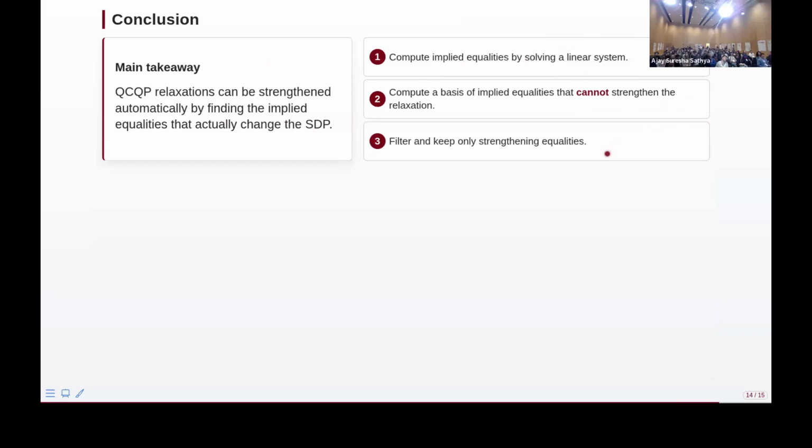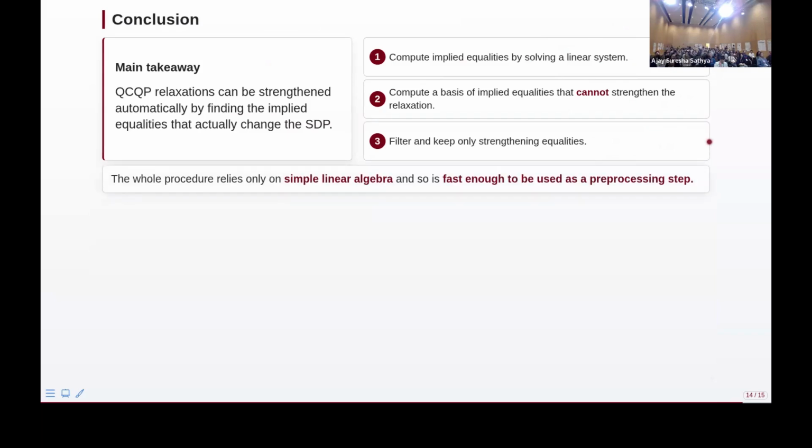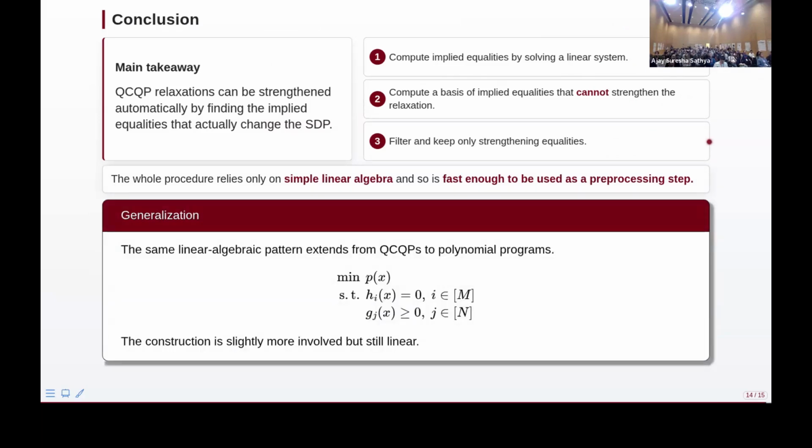So the main takeaway is that QCQP relaxations can be strengthened automatically by finding implied equalities that actually change the SDP. And it's a very simple three-step procedure. The whole procedure relies only on simple linear algebra, and so it's fast enough to actually be used as a pre-processing step. And finally, the method actually generalizes to any polynomial program you could possibly want. The construction just becomes a little bit more delicate and involved.